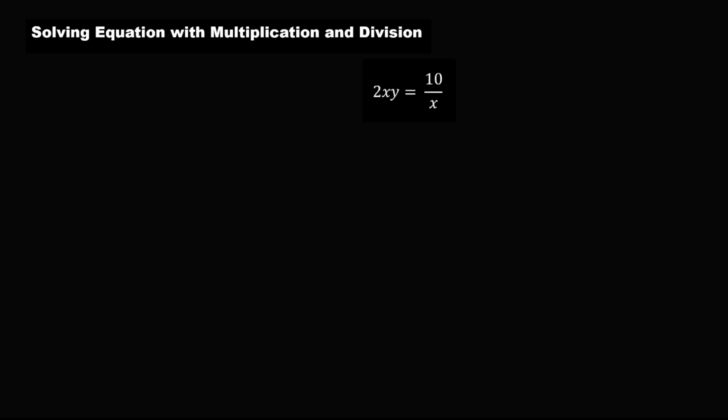Let's move on to the idea of multiplication and division. This is usually the second step after we added and subtracted things to look nicer on both sides. We have 2xy is equal to 10 divided by x. Let's do the same idea again where we're going to solve this equation for y. We want to get y to one side by itself and everything else to another side.